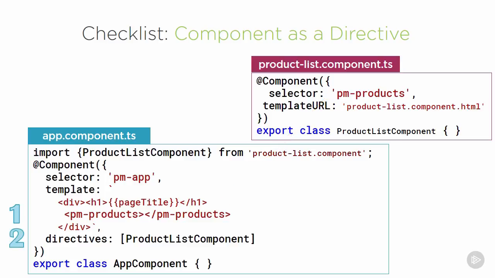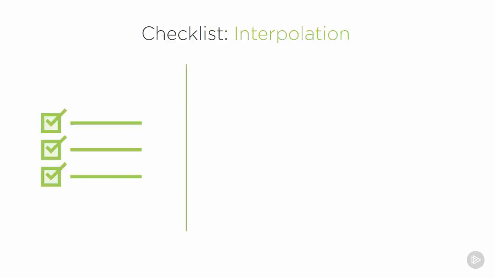We then add the directive's property to the container component's metadata. The directive's property specifies where to find the directive. Lastly, we use an import statement so that the module loader can find our directive component.